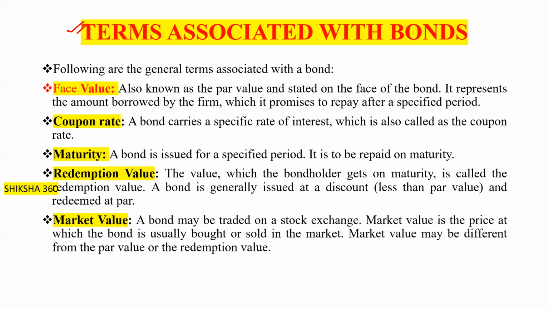Now the next point which we have to understand is the different terms regarding the bond. First of all, these are the general terms associated with the bond. The first one is the face value. Face value is also known as the par value, and it is stated on the face of the bond.